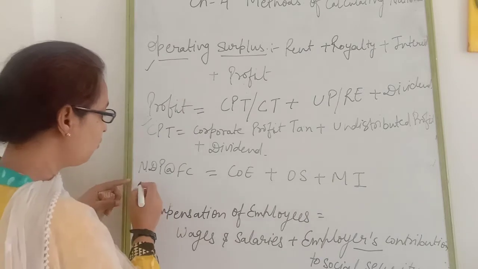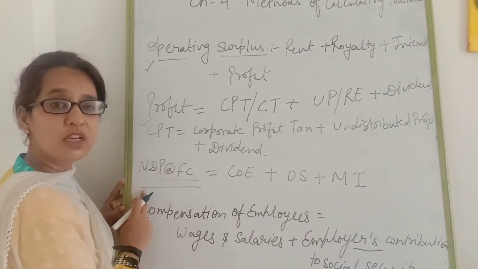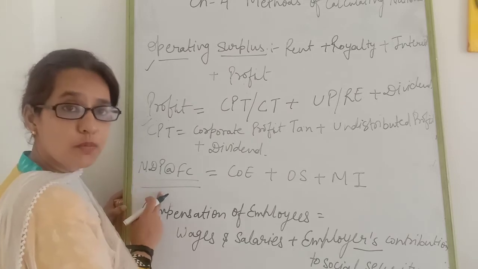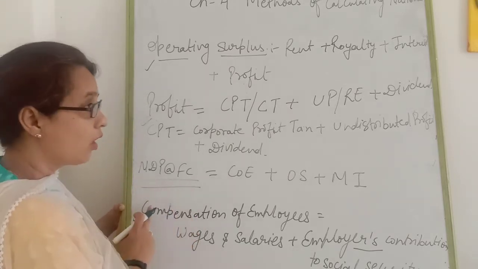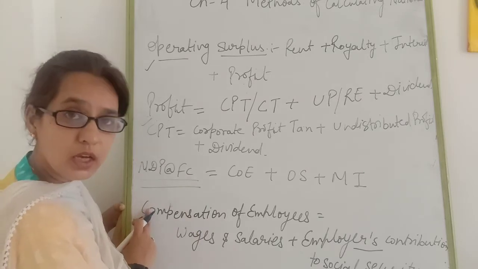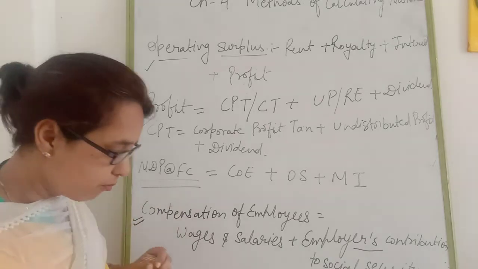What are we going to find out? NDP at FC, it means net domestic product at factor cost. I hope all of you are clear. Now I will explain this with an example.